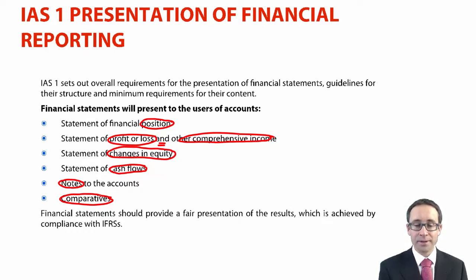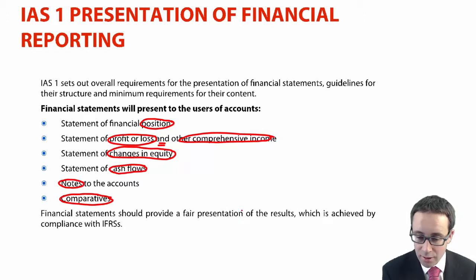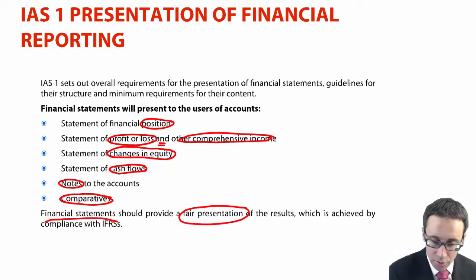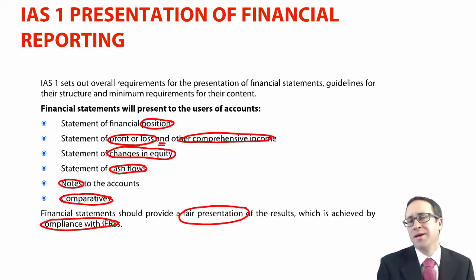Okay. Again, key bit that you've got is going back to the framework. We want to ensure that we give a fair presentation of the position, of the performance, and of the changes in financial position, which is shown by your statement of cash flows. And to do that, we should comply with IFRSs, which makes sense, doesn't it? If you're complying with the rules, those rules have been derived from the framework. Then if you are complying with the rules, you are essentially complying with the framework, which wants you to give a fair presentation of the entity.